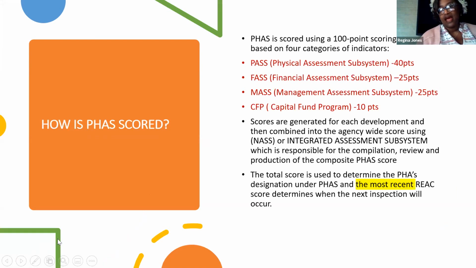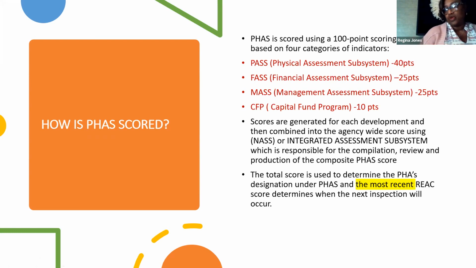PHAS scoring. I think this is pretty straightforward in regard to scoring. It's scored on a 100-point system. You have PASS, 40 points, FASS, 25 points, MASS, 25 points, and CFP, 10 points.